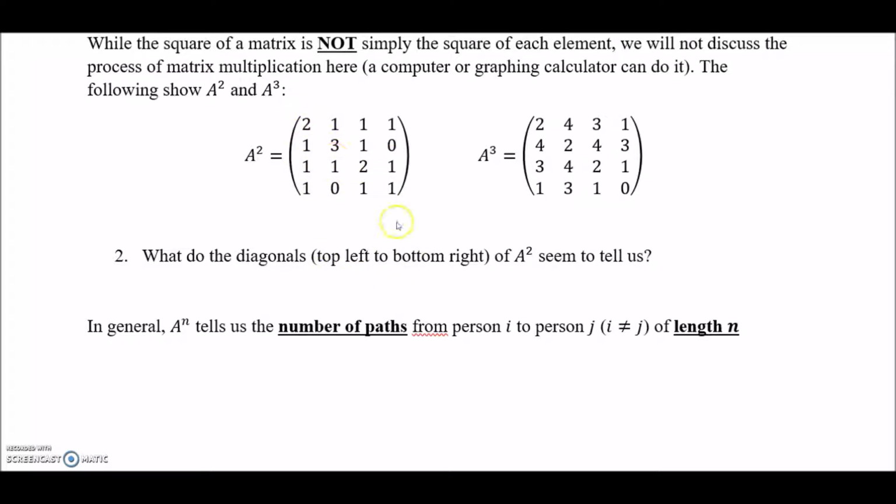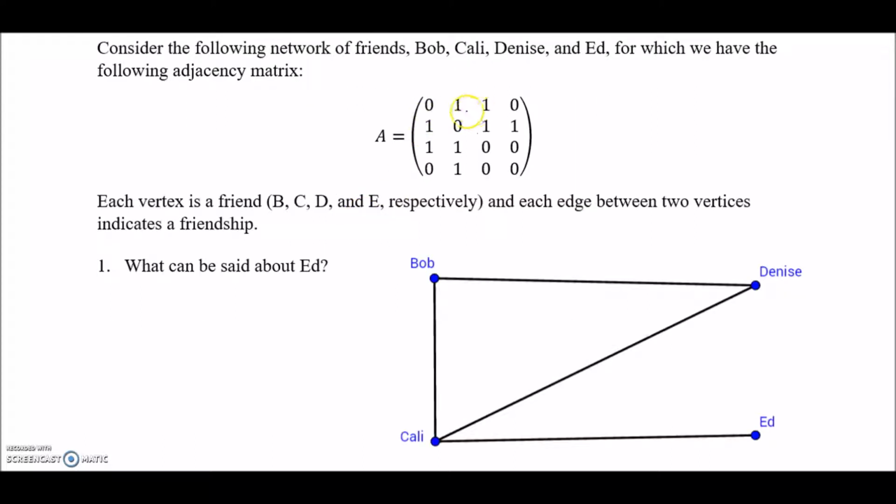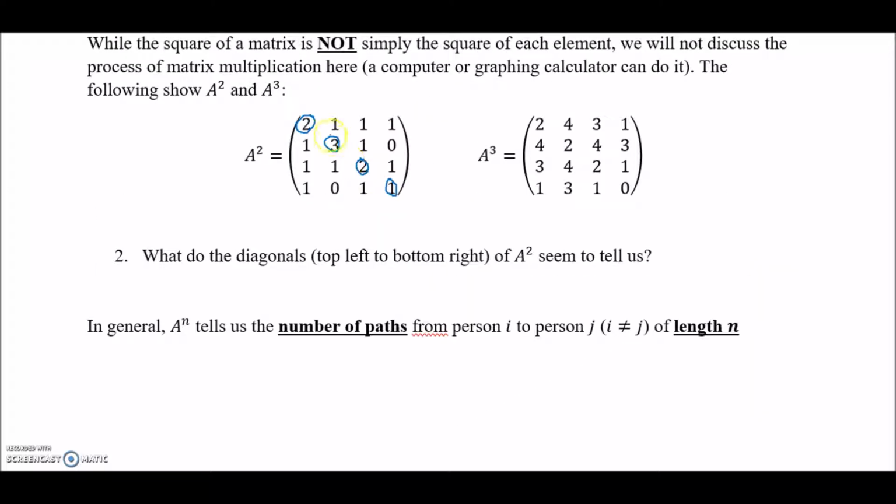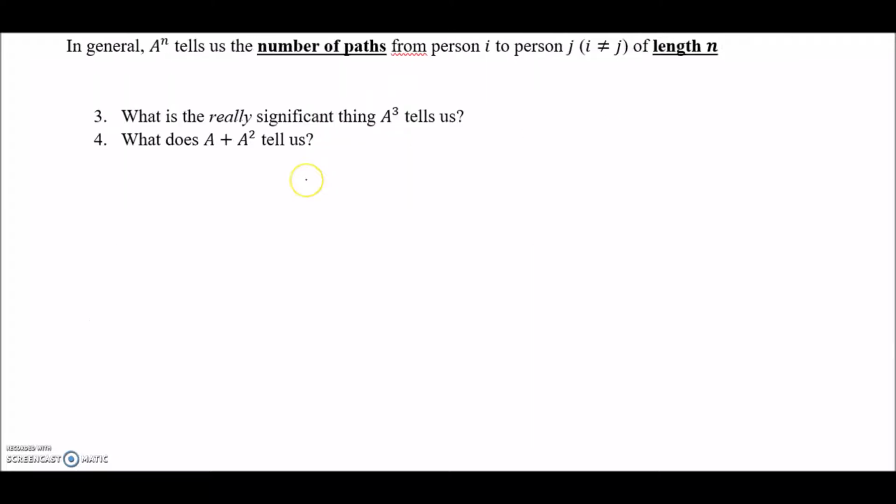So we start to investigate this and we want to think about what some of these values mean intuitively. Well, if we look at the diagonals, from top left to bottom right, they seem to tell us some piece of information. If we go back to the adjacency matrix, we see that we can relate this. Bob to Bob here has a value of 2, Callie to Callie has a value of 3, and likewise Denise to Denise, and Ed to Ed. Now, what this actually tells us is the number of edges that extend out of that particular vertex.